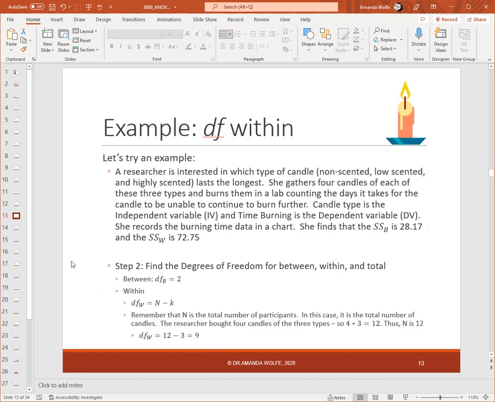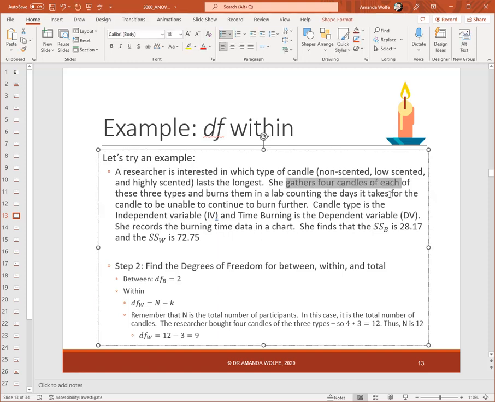For our degrees of freedom within, that formula is n minus k. N is going to be the total number of candles that we used here. So we had 4 of each of the 3 types. That means n is 12. So we substitute in 12 minus the 3, which is the number of conditions or types of candles for this example. So our degrees of freedom within is 9.